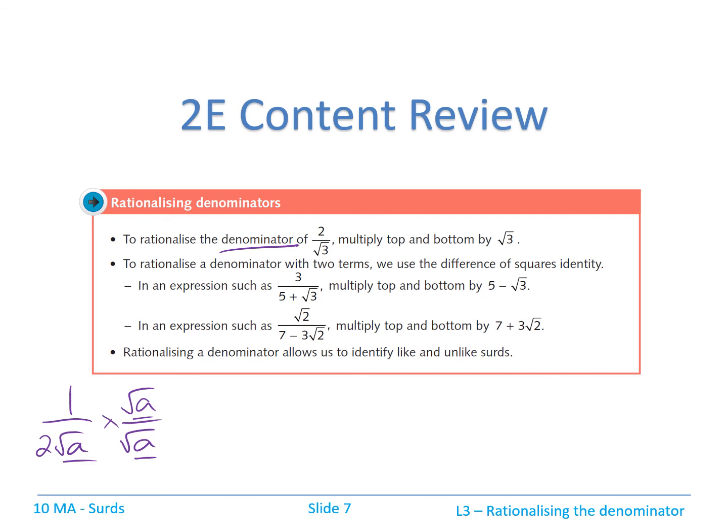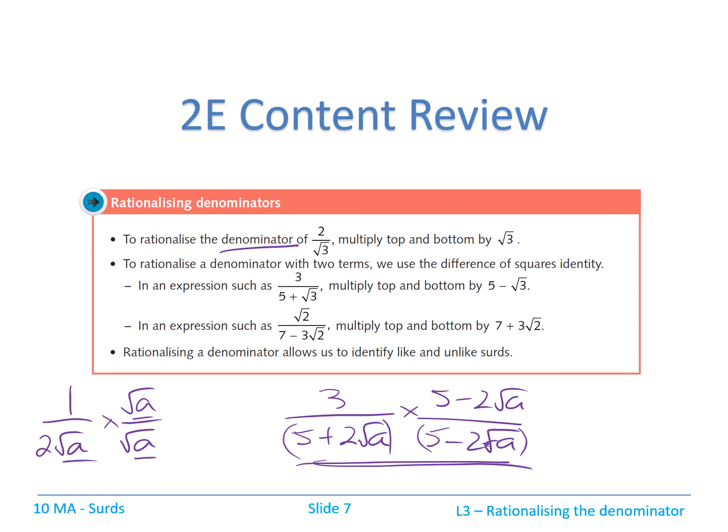When we have something like 3 on 5 plus 2 root a, we multiply it by the same thing, 5 minus 2 root a, but we change the sign in the middle, and that ends up giving us a difference of 2 squares, so we get rid of the irrational denominator. So that's why it's called rationalizing the denominator.